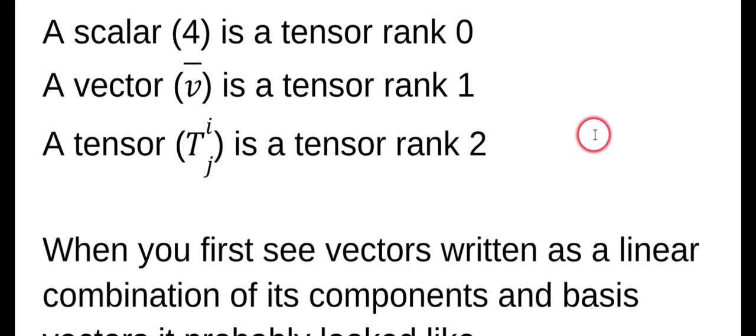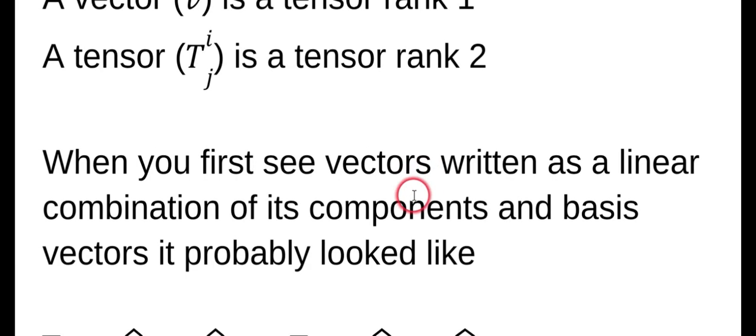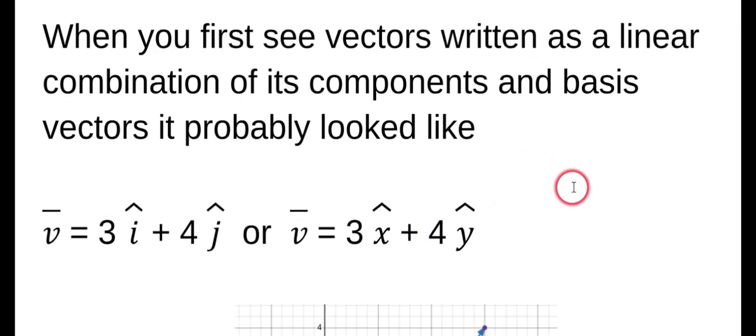Now, when you first saw a vector written as a linear combination of its components and basis vectors, I'm not sure where that happens. I'm going to guess general physics in high school. I'm guessing. Okay. They would have written it like this, your instructor. So you got a vector, you got two components. So we're in two dimensions. And they would have used i hat, j hat, or x hat, y hat. These are the same things. Okay. So this is a linear combination of the vector with its components and basis vectors.